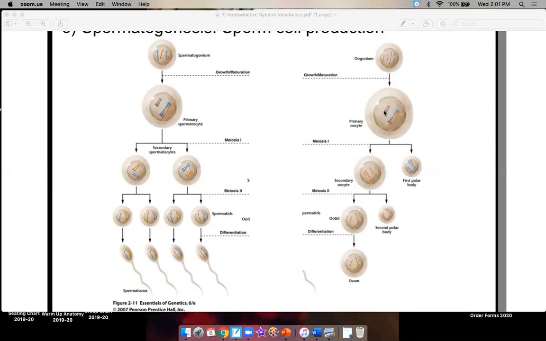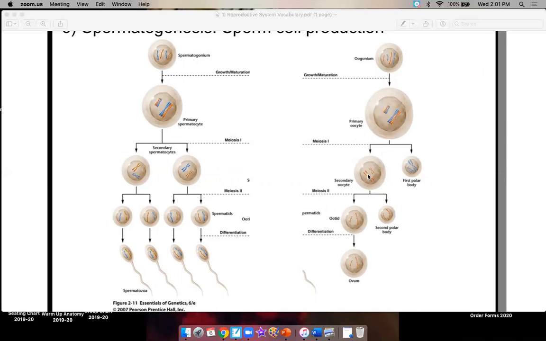This is where you differ from men. When men split, they split evenly. When you split, your body is going to pick one of those to be the good one. And it's going to take a whole bunch of good stuff from this one and put it into this one. And this one just becomes a useless thing we call a polar body.